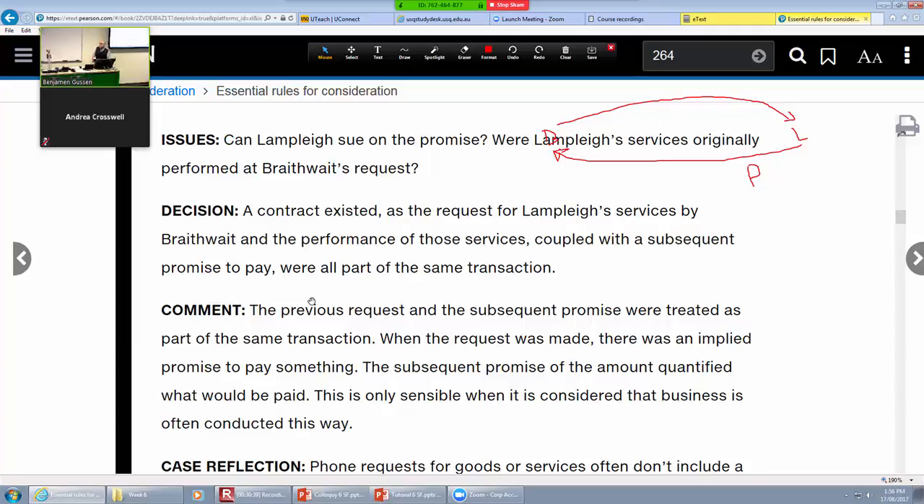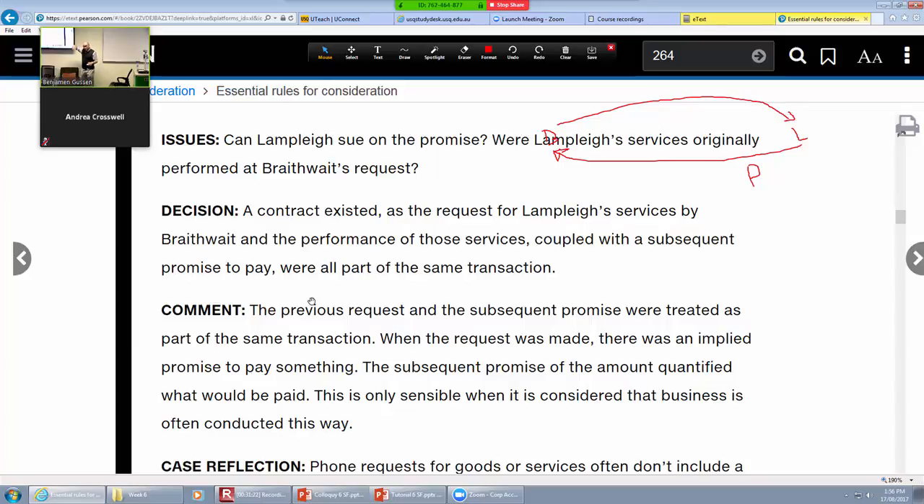So they said a contract existed. See? Agreement, intention, consideration. As the request for Lampley's service by Braithwaite and the performance of those services, coupled with a subsequent promise to pay, because this is pretty much like Roscola and Thomas. See, Roscola said, give me the horse, yes, here's £30, and then later on he said, oh, can you also promise me that this horse is sound? And Thomas said, yes, I promise you. This is pretty much similar, right? No? There are two promises. Here there's only one promise.